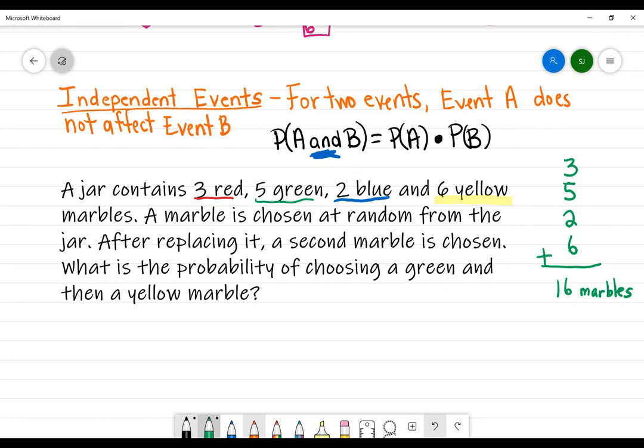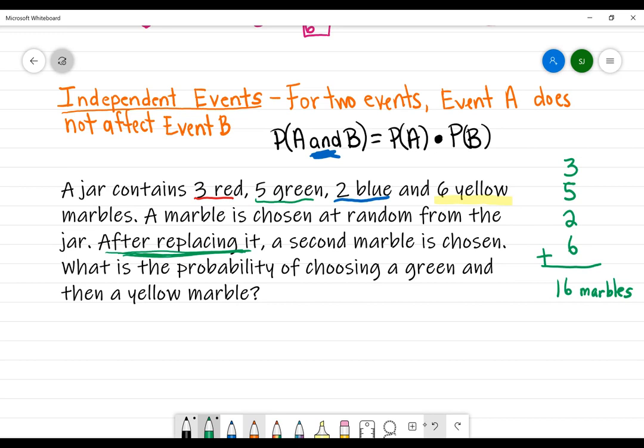A marble is chosen at random from the jar. Then we're going to replace it, or put the marble back into the jar, and then we're going to pull the second marble. We want to know the probability of choosing a green and then a yellow marble. So since we are replacing, there's the terminology you need to know. Since we are replacing the marble, this makes the events independent. When I pull that first marble, it's not going to change the second marble's probability because I'm putting that marble back in there. So let's do it.